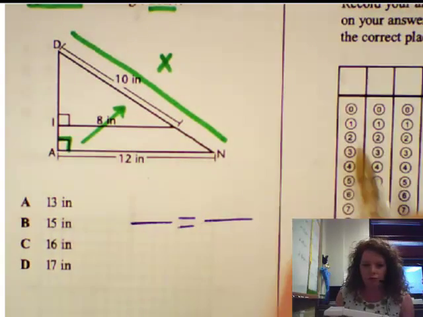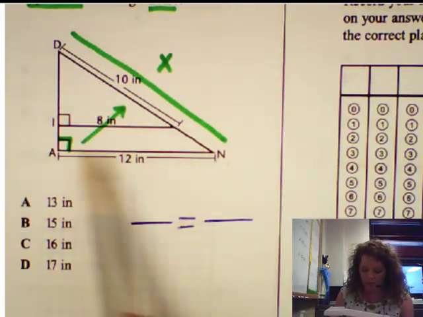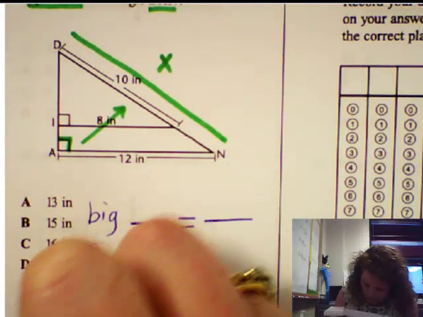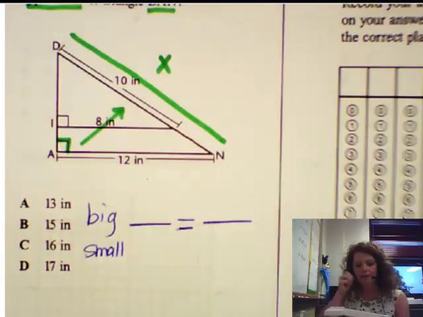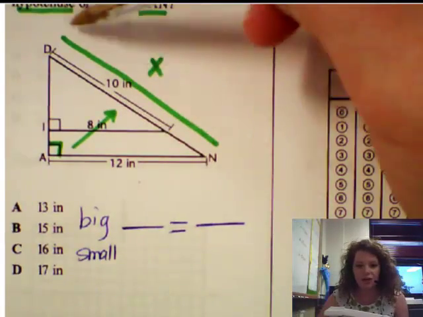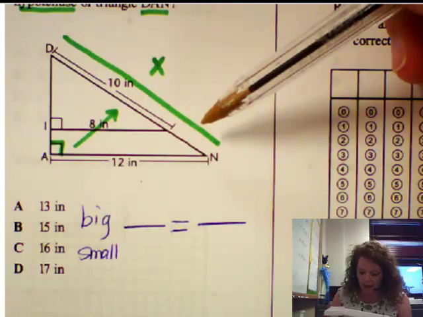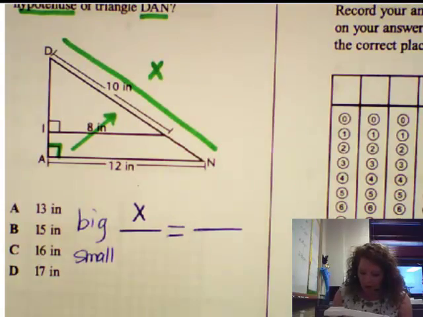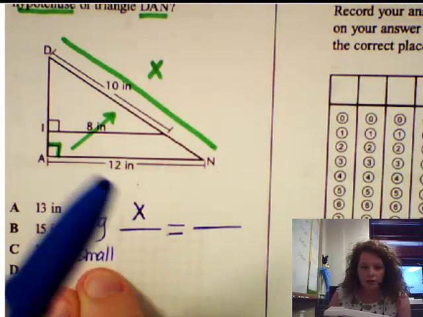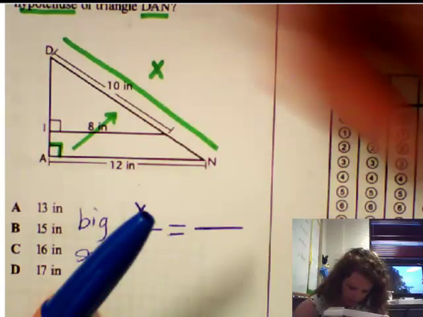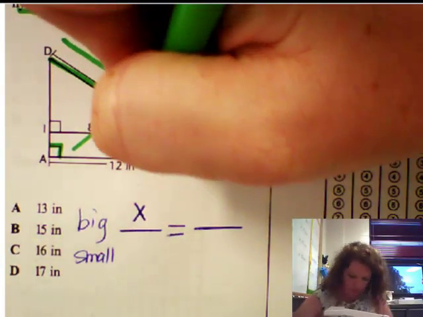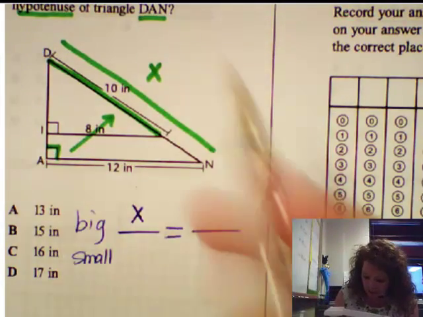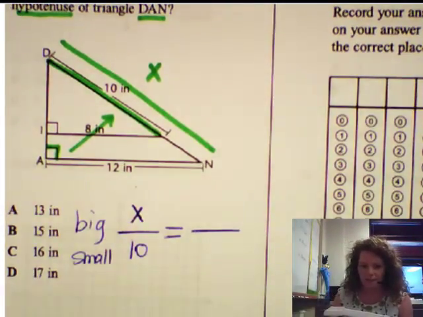We'll notice that we have 2 triangles, a big one and a small one. So let's do big over small. Okay, x. Is x on the big triangle or the small triangle? Well, x is on the big triangle, so let's fill that in up top. What side on the small triangle matches with x? That would be this hypotenuse. And how long is it? It is only 10 long, so x over 10.